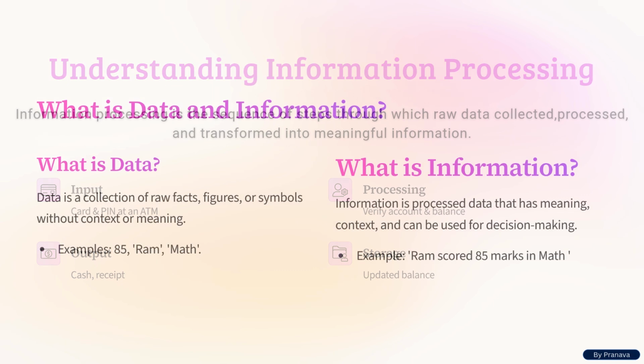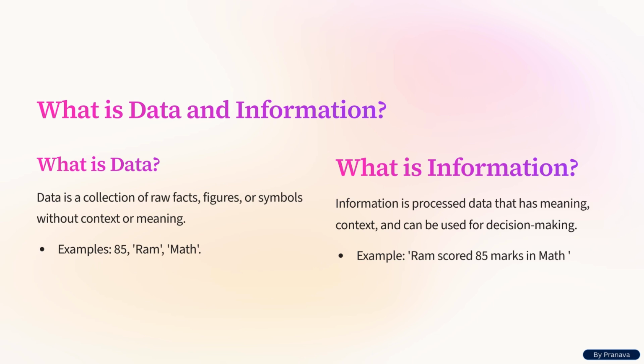Next we will see what is data and information. What is data? Data is a collection of raw facts, figures, or symbols without context or meaning. See, data is where we get everything raw, meaning nothing will be framed properly. Nothing will have a certain meaning. For example, 85 is a random number, Ram is a random name, and math is a random subject, and no meaning is given regarding any of the words.